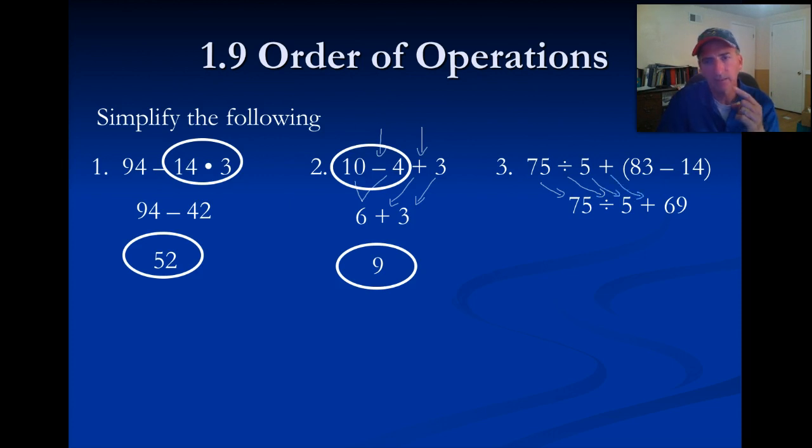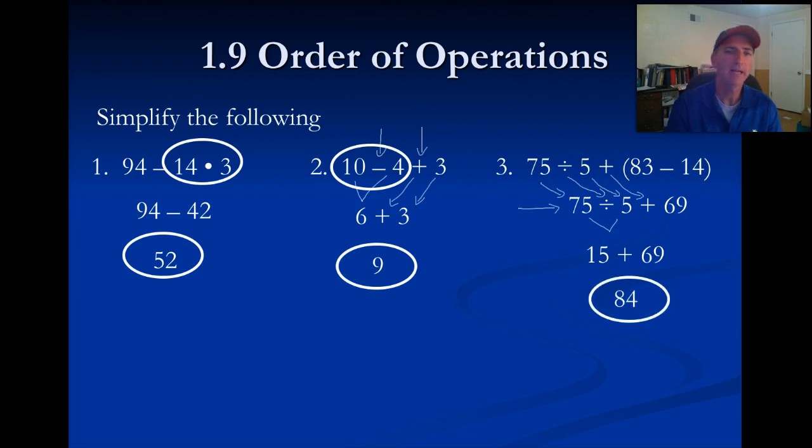Do one step at a time, step by step, line by line. Take your time and you'll be fine. It's a nice thing to remember right there. The second line right here, I'm going to look at, I've got division, I've got addition. Division wins. Division goes next. That's 15. And then you add the 15, 69, you get 84.